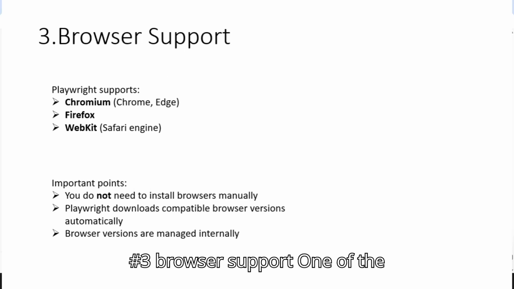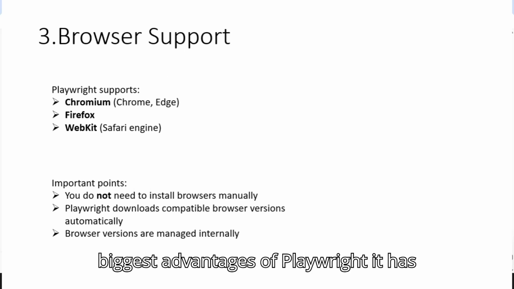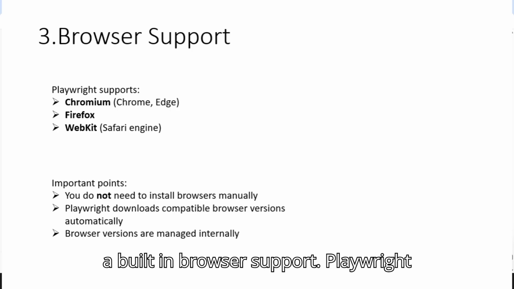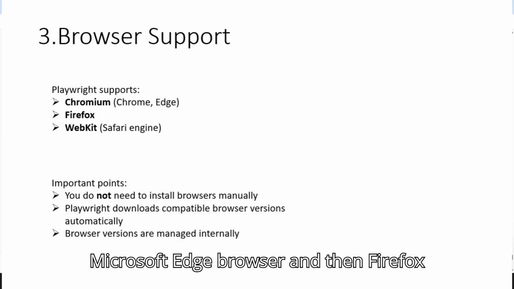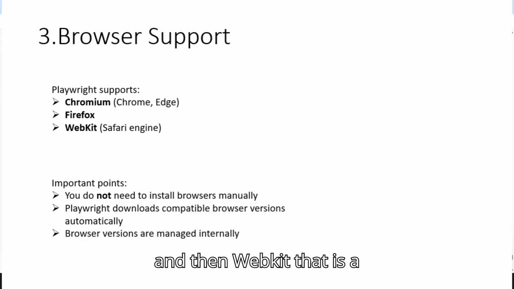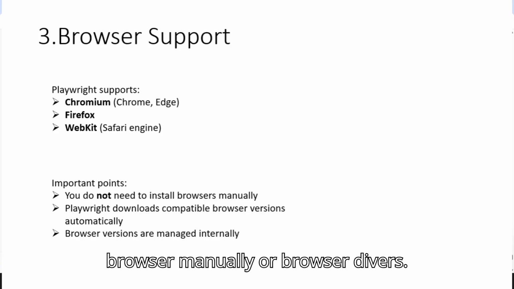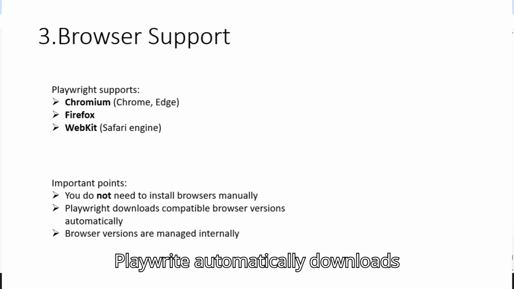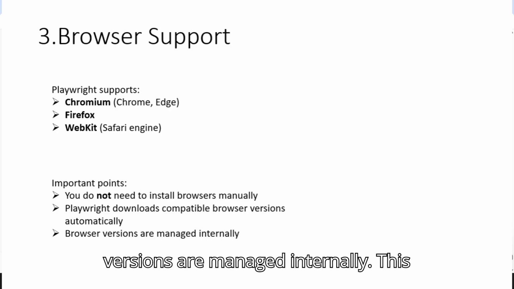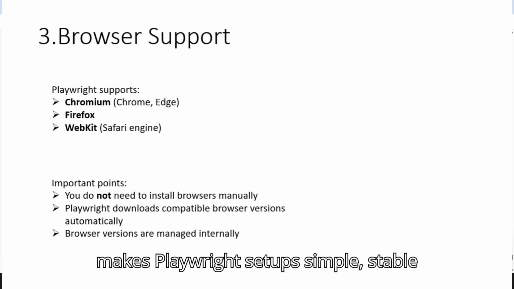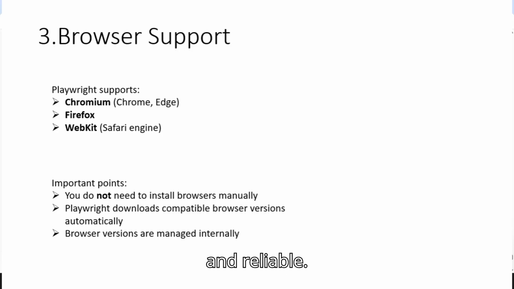Number 3. Browser support. One of the biggest advantages of Playwright is that it has built-in browser support. Playwright supports Chromium, that is Chrome and Microsoft Edge browser, and then Firefox, and then WebKit, that is the Safari engine. Here, you don't need to install browsers manually or browser drivers. Playwright automatically downloads compatible browser versions, and browser versions are managed internally. This makes Playwright setup simple, stable, and reliable.